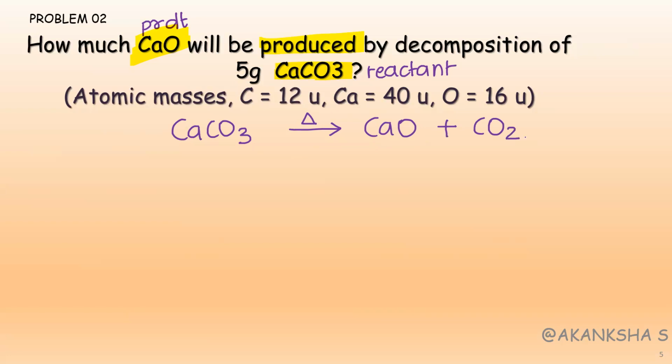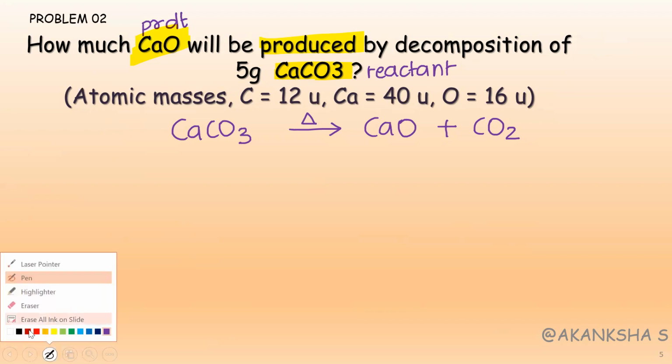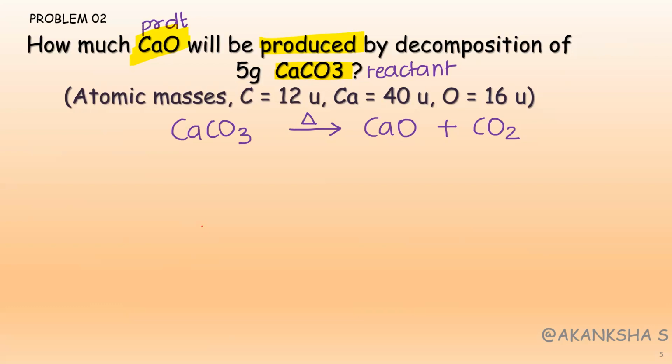Let's take a minute to see whether the reaction is balanced or not. One calcium in the reactant, one calcium in the product side. One carbon in the reactant side, one carbon in the product side. And 3 oxygens on the reactant side, 3 oxygens on the product side. So step 1 is done. We have formulated an equation. We have balanced it out.